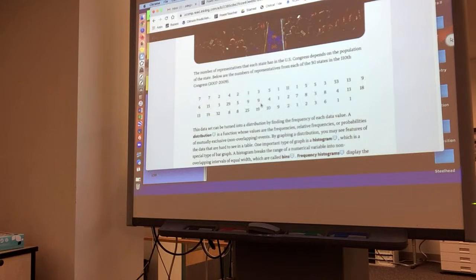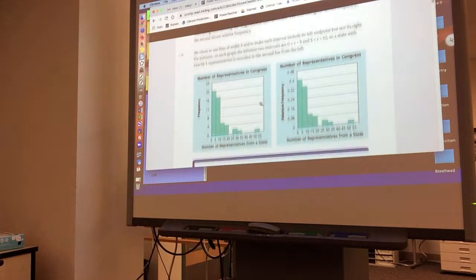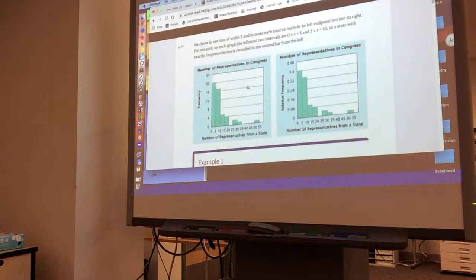But looking at the data like this, you have to manipulate it to be able to draw some conclusions. So what they did is they took that data and they put it into 2 different histograms. This is a frequency histogram right here, where it's the frequency, how many times a state shows up having between 0 and, but not 5, because 5 starts this next, what we call a bin. So this actually goes from 0 to 4. So there are 20 states that have between 0 and 4 representatives.